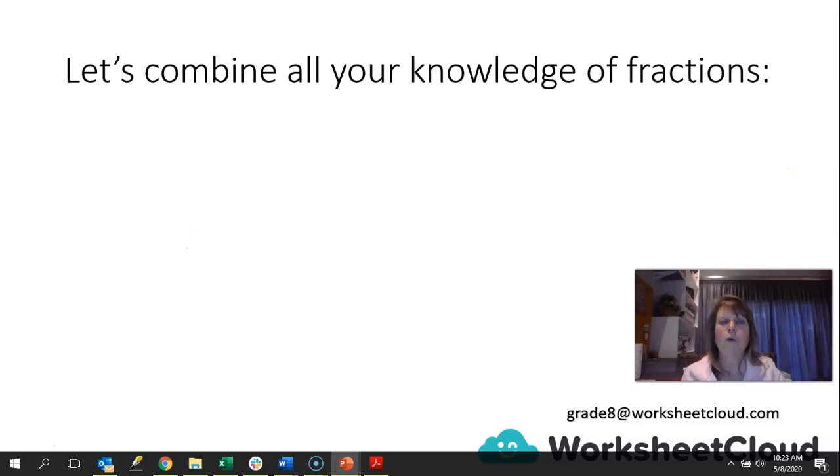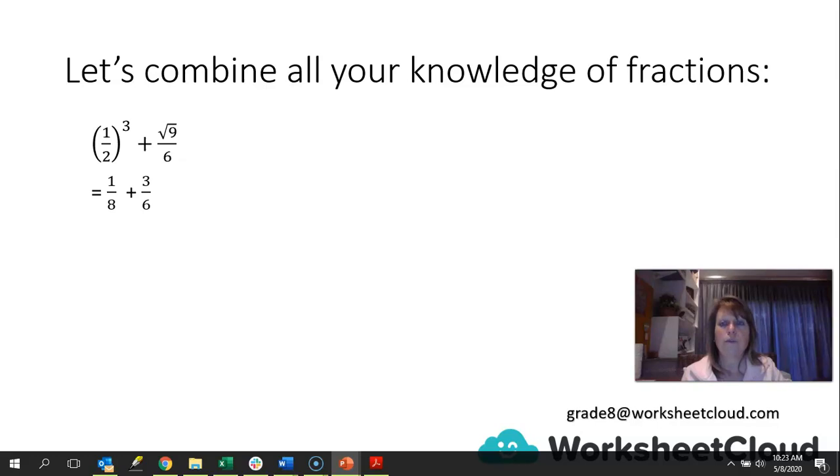Right. Let's combine all your knowledge of fractions and see if we can work some of these out. All right, we've got a half all cubed plus the square root of 9 over 6. So first of all, we're going to cube the whole fraction. So 1 times 1 times 1 is going to give me 1. 2 times 2 times 2 is going to give me 8. Then we've got to square root 9, which is going to give me 3, and your denominator there stays the same. Now you carry on and you work it out as normal.